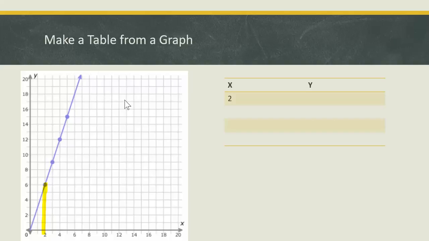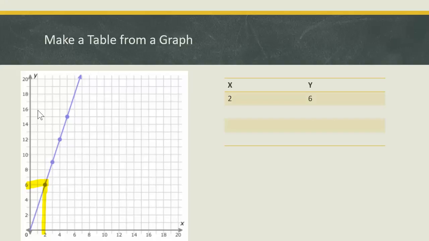Now I need to find the y value. I have to know how high that point is. So I can draw a line straight over and tell that that hits at 6. So my y value is 6. So in my table, I now have a pair 2, 6. That means when x is 2, y is 6. Let's try our next point.